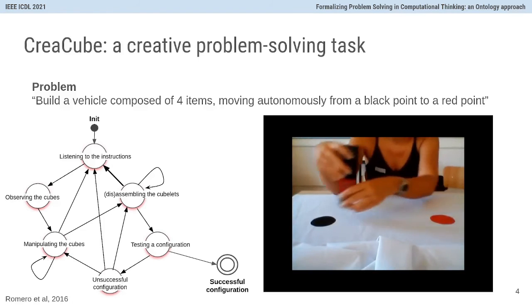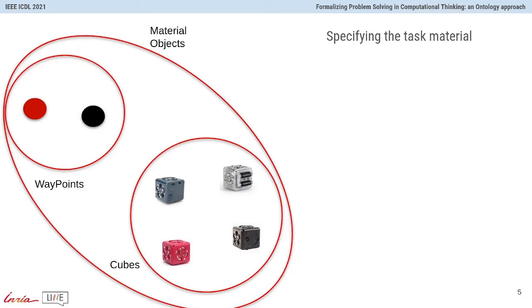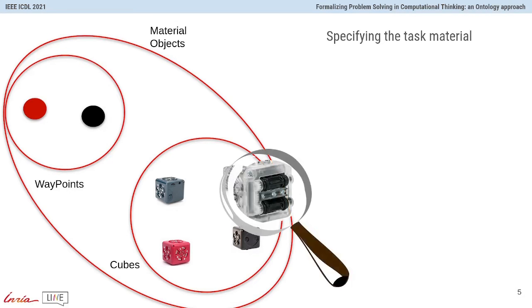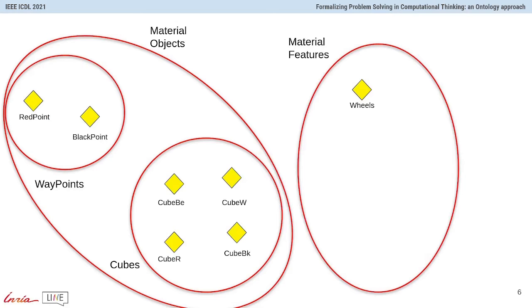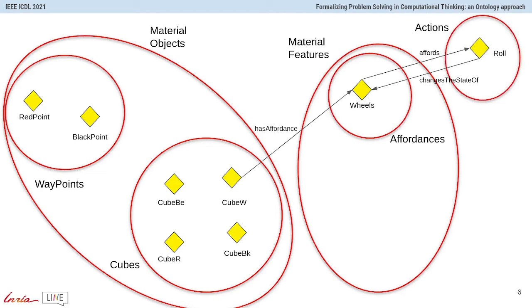Now let's take a closer look at the material used in this task. There are 2 waypoints and 4 cubelets. These cubelets have different colors and features. For example, the white cubelet has wheels. Features sometimes suggest which actions could possibly be performed with the cubes. Such a potential of action is called an affordance. Wheels, for instance, can usually be rolled onto a surface in order to make something move.